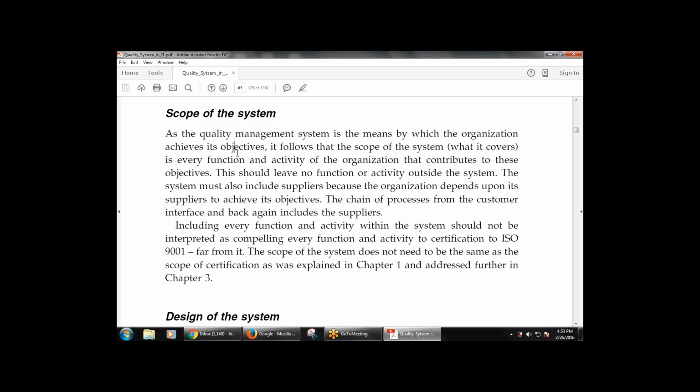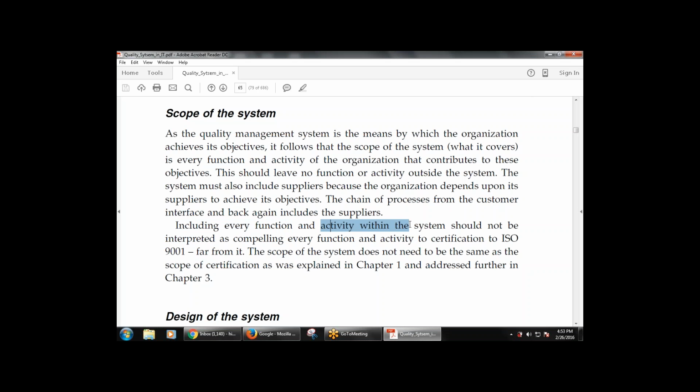And the system must also include suppliers, because the organization depends upon its suppliers to achieve its objectives. It covers the chain of processes from the customer interface and back again, including suppliers. So there are multiple suppliers, from the customer interface back again to the various suppliers.